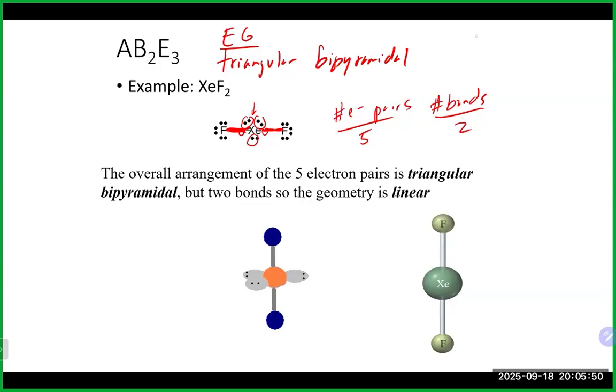It actually becomes back to linear, which is a different linear than the 2 and 2 that we saw at the very beginning. So again, you got to be careful of some of these things. This is a linear that is an expanded octet. It has a bunch of non-bonding electrons still there, as you can see here, that actually makes that triangular sort of geometry in the middle of it as well.